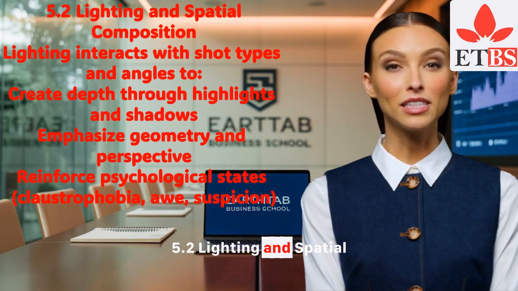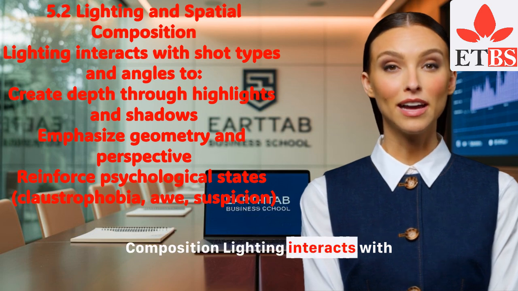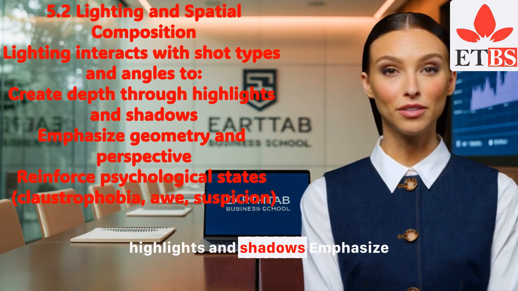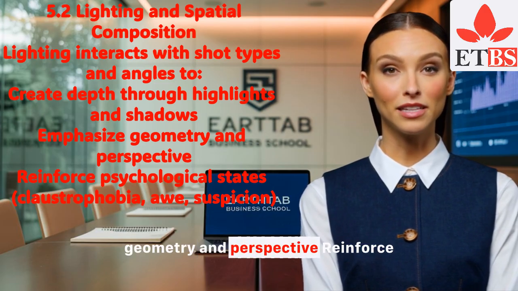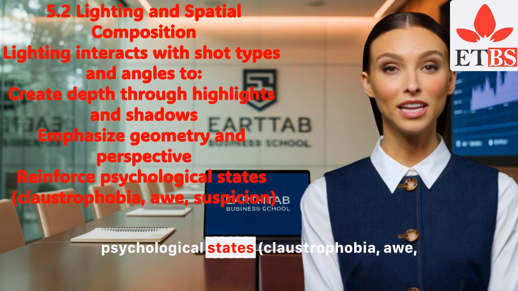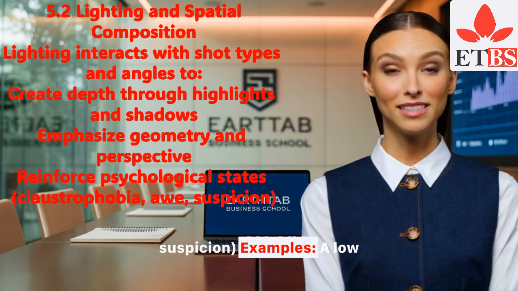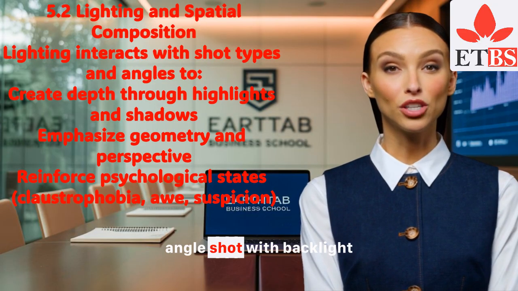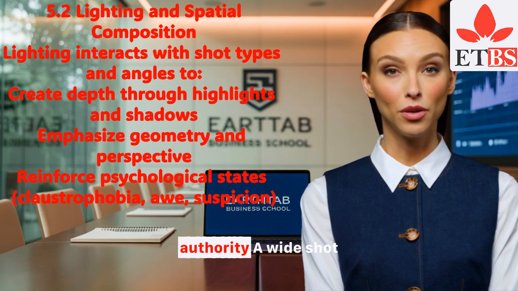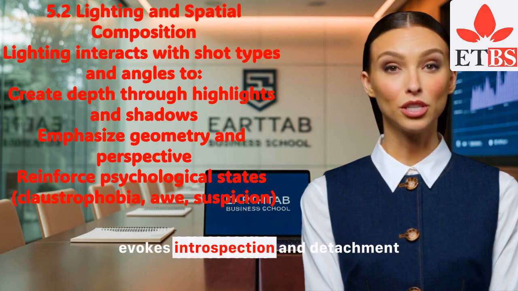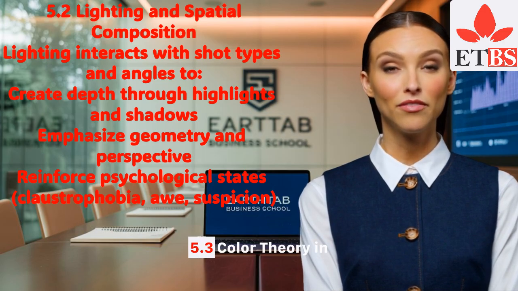5.2. Lighting and spatial composition. Lighting interacts with shot types and angles to create depth through highlights and shadows, emphasize geometry and perspective, and reinforce psychological states: claustrophobia, awe, suspicion. Examples. A low-angle shot with backlight creates a silhouette of authority. A wide shot with diffused natural light evokes introspection and detachment.